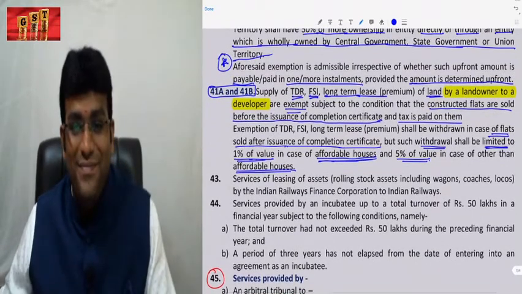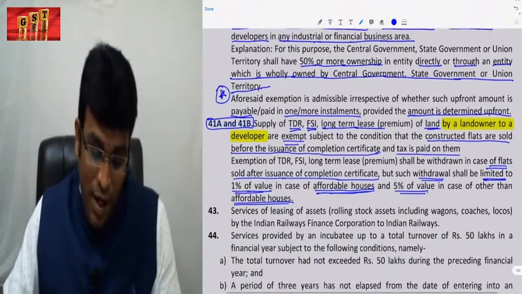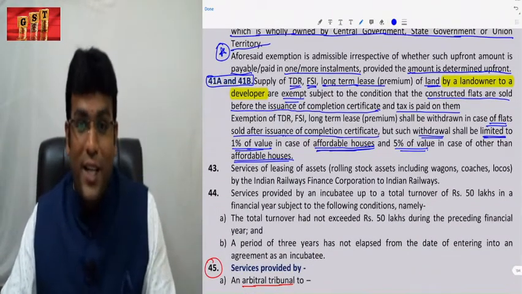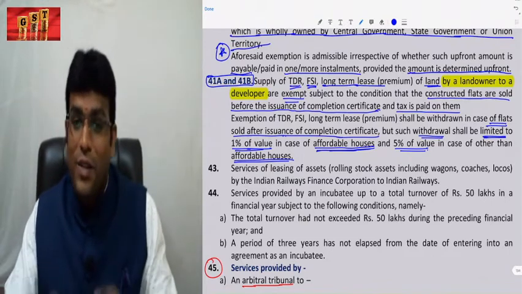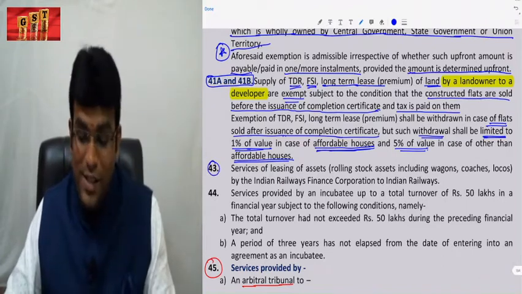Next point, come on. Next point, 42nd point is not there because once upon a time there was some exemption related to spectrum license fee, which is not there now. So leave it. Next point, 43rd, my dear friends.